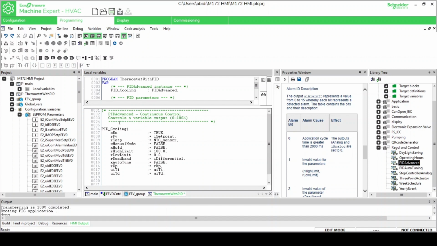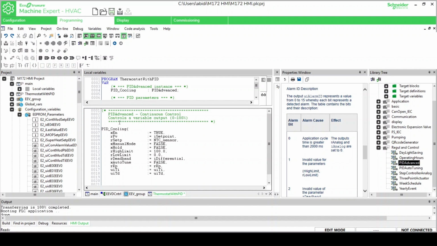The controller operates in automatic mode. xManualMode equals FALSE. This means the output is automatically calculated by the PID algorithm instead of being manually set. The hold function is disabled. xHold equals FALSE. This ensures the controller continues updating the output normally.